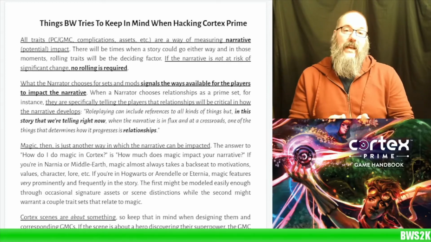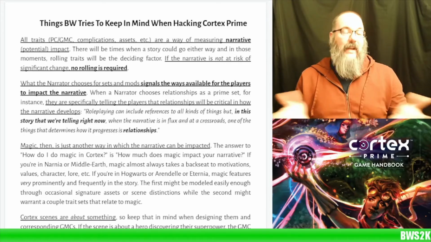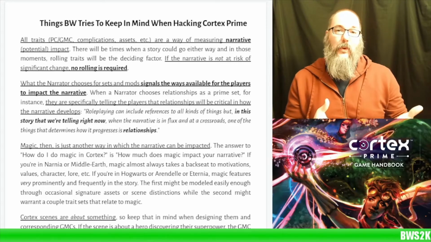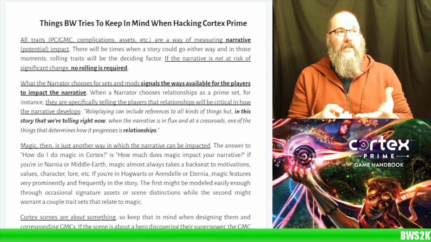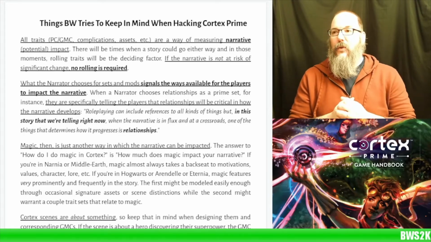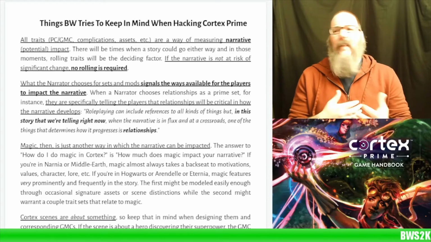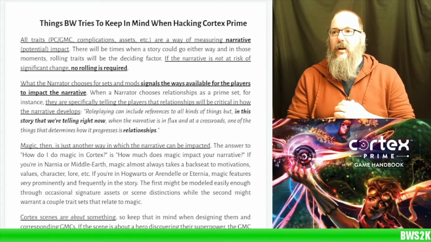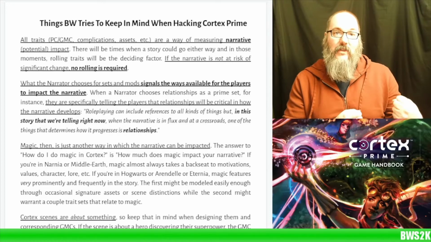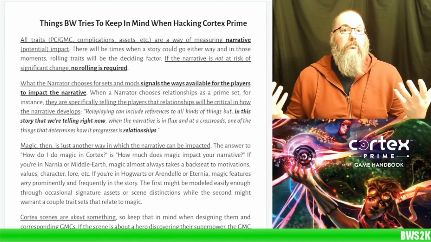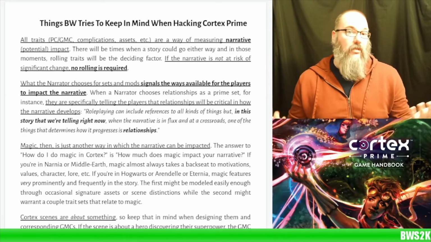But then, of course, the second piece of that is, if the narrative is not at risk of a significant change, no rolling is required. That just simply means if you're fighting, if you're having this battle, and then you say to your narrator, is there a sword? Did he have a sword? Can I grab his sword? Sure. Probably the answer is yes, you can grab the sword.